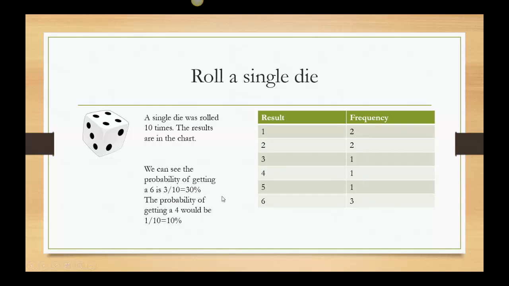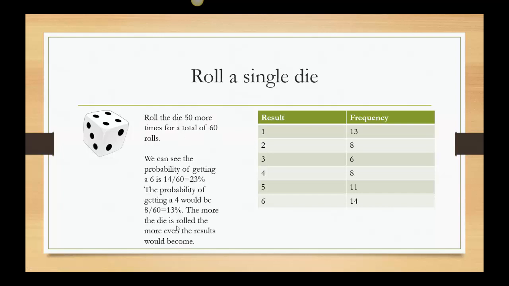So you can see here that if I wanted to talk about the probability of getting a 6, I would look at the 6 and say it happened 3 times. So 3 out of 10 times says the 6 occurred 30%. Similarly, I could look at the probability of a 4. So here's the 4. It happened 1 time out of my 10 throws, so that says the probability of a 4 would be 10%.